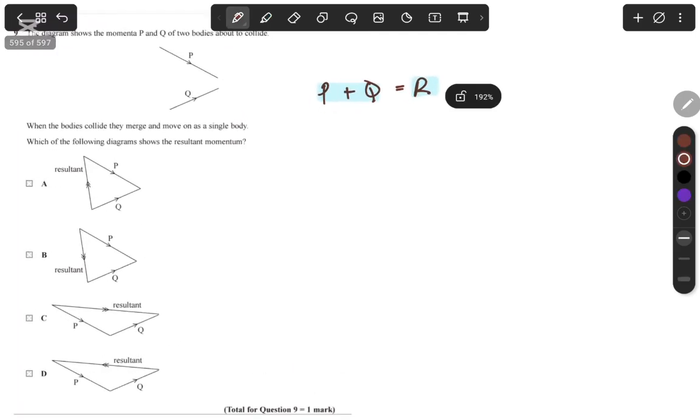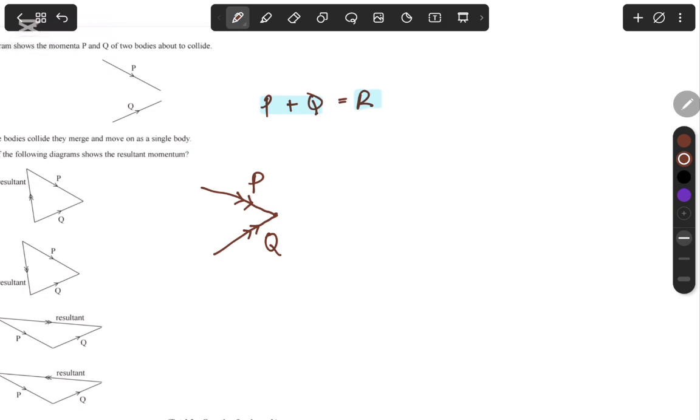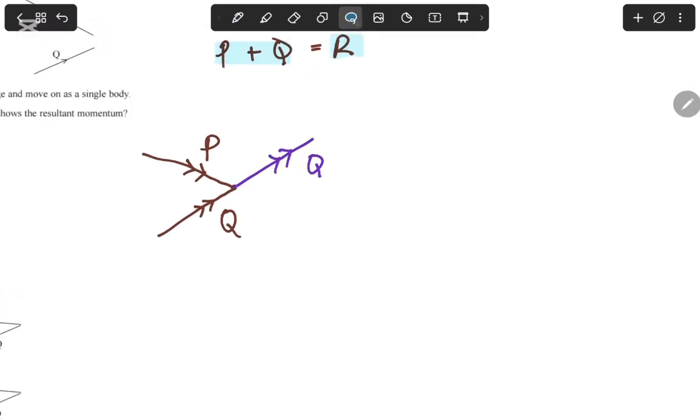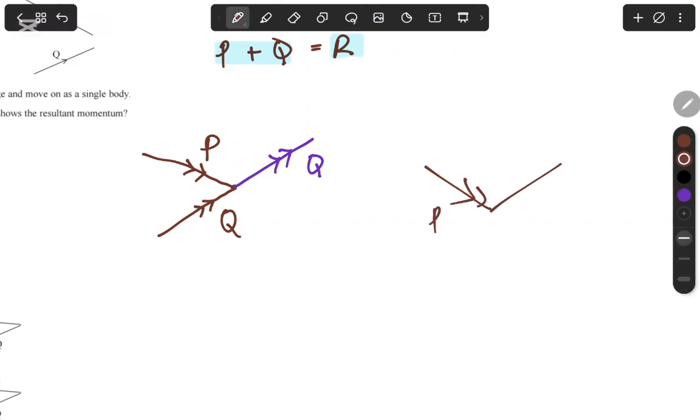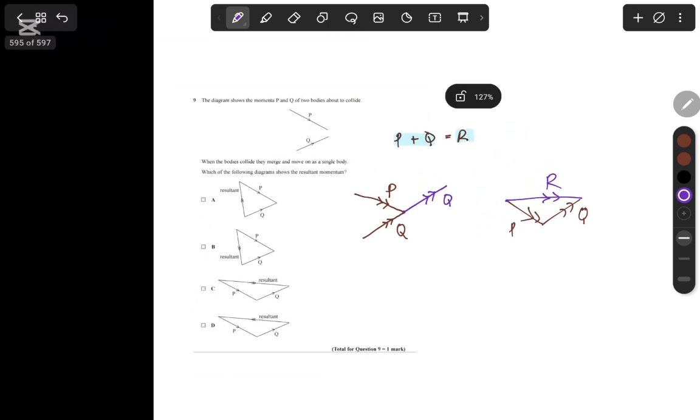Okay, so what I'm going to do is I'm going to draw them like this. So this is going to be Q and this is going to be P when they collide. Okay, so now we can arrange them in the correct orientation. So for that I can move the Q up like this. Now you're going to draw the same thing here. P, we've got Q, and now we're going to draw the resultant. We start from here, we go all the way here. This is the direction of the resultant. Okay, so the answer is going to be C.